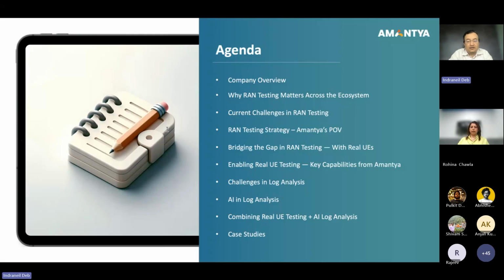The first part will explore the usage of real devices in the RAN testing process. The second part examines the increasing use of AI in the RAN testing process. We believe that the most significant benefits can be had by the application of AI in the field of log analysis, and that is what we explore. And finally, we understand what happens when these two come together and what benefits that would entail for the end user. We try to illustrate this with some use cases. All right, so let's get to it.